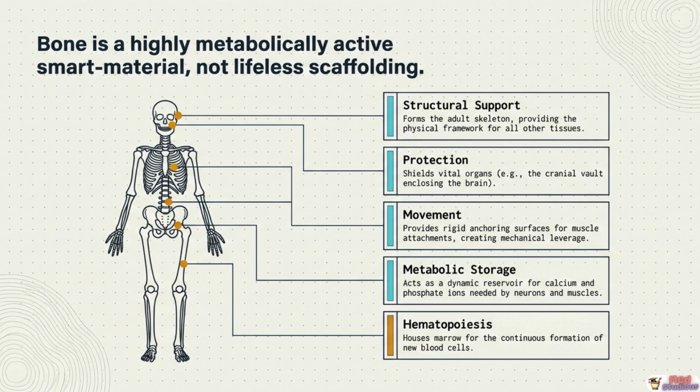Fourth, metabolic storage. Bone is the body's primary mineral reservoir, storing approximately 99% of total body calcium and 85% of total phosphate. These minerals are not locked away permanently. They are dynamically mobilized and deposited in response to the body's needs, regulated by parathyroid hormone, calcitonin, and vitamin D. Fifth, hematopoiesis. The medullary cavity and the spaces within spongy bone house the red bone marrow, the tissue responsible for the continuous production of all red blood cells, white blood cells, and platelets throughout life. 5 functions, 1 tissue. This is why bone matters so deeply in clinical medicine.